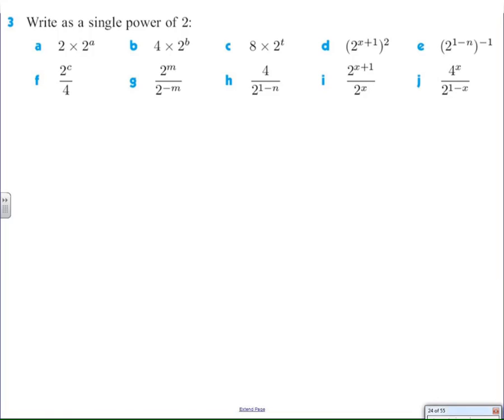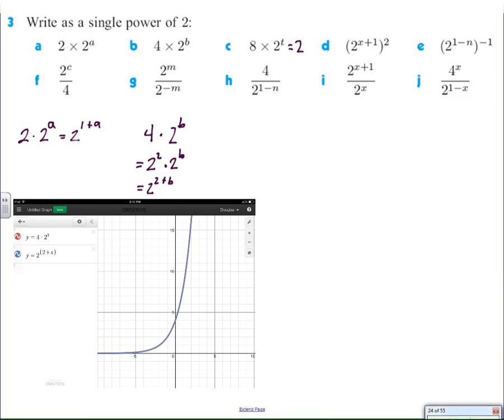Now we're going to start applying some of the other rules, like the product rule, the quotient rule, power of a power, power of a product, etc. Here, for example, we have 2 to the 1 times 2 to the a, and essentially when we multiply, we're counting up the total number of factors of 2, which in this case is 2 to the 1 plus a. That's the product rule in general terms. 4 times 2 to the b is really 2 squared times 2 to the b, and we're counting up the total number of powers of 2, which is 2 plus b total powers.